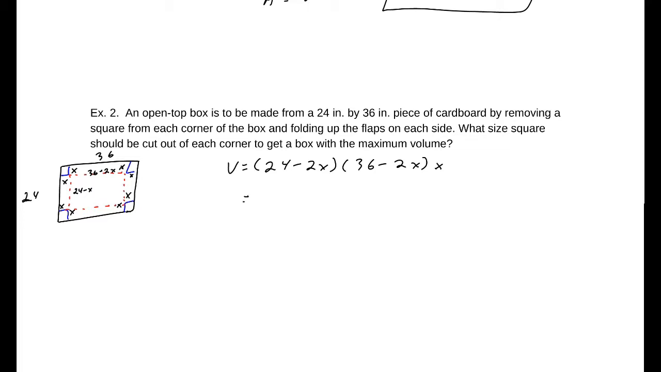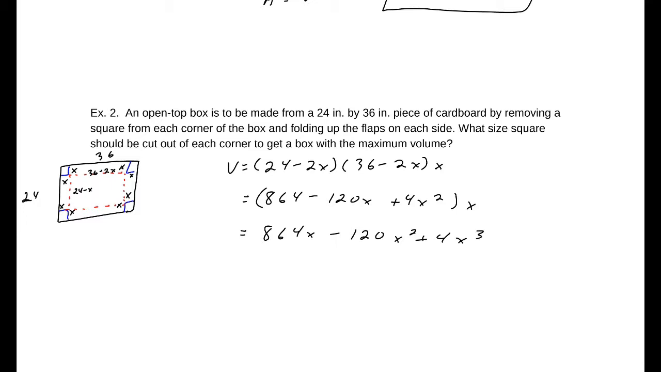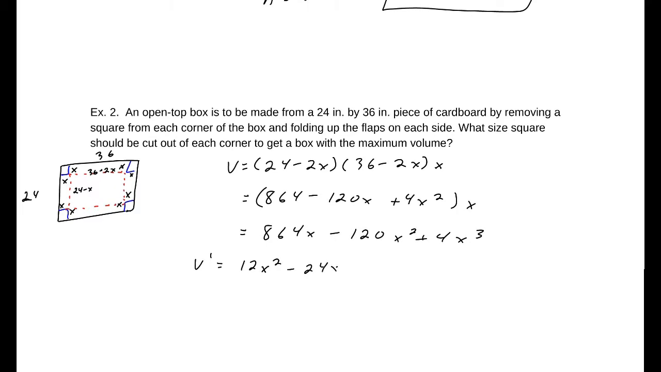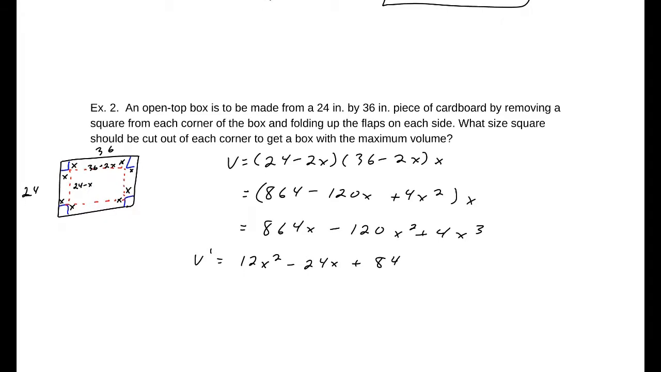All right, well, multiplying that out, we get 864 minus 120x plus 4x squared, and we've still got the x term. So 864x minus 120x squared plus 4x cubed. All right, now, taking the derivative of that to maximize it, I'm going to go ahead and rearrange this. We get 12x squared minus 240x plus 864. Now, setting that equal to 0 to find our critical points, we factor a 12 out.